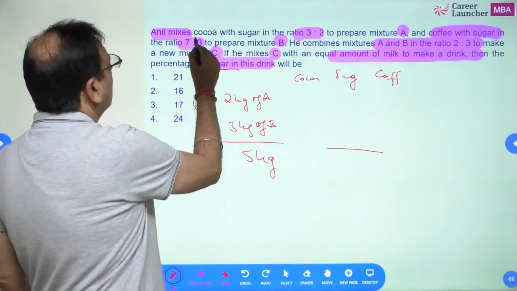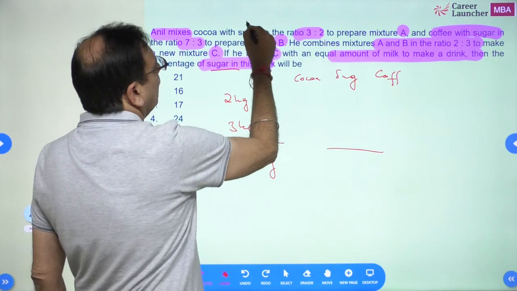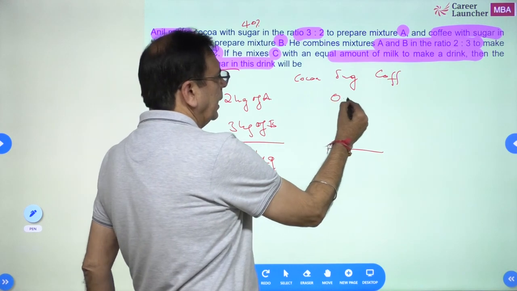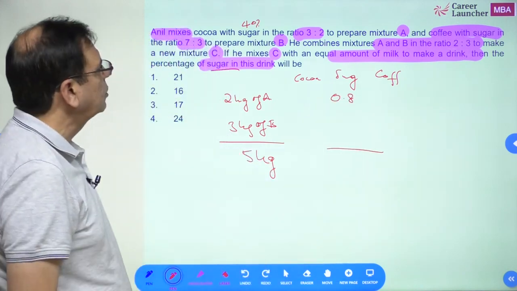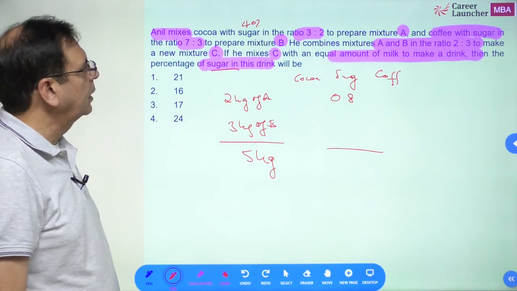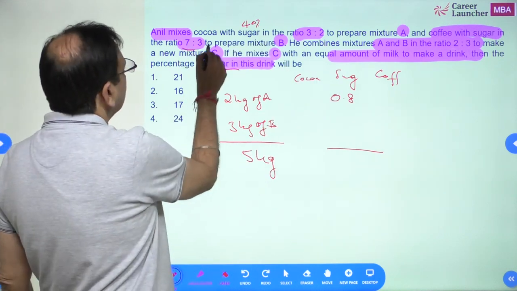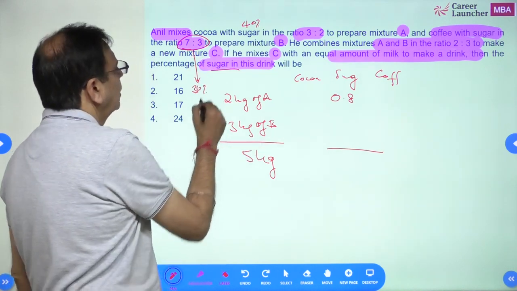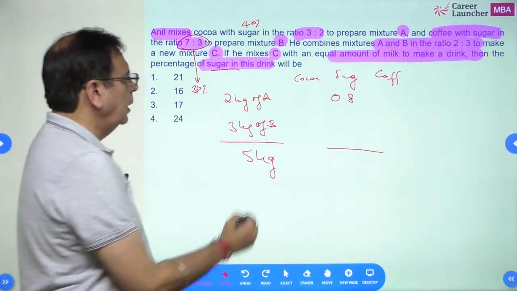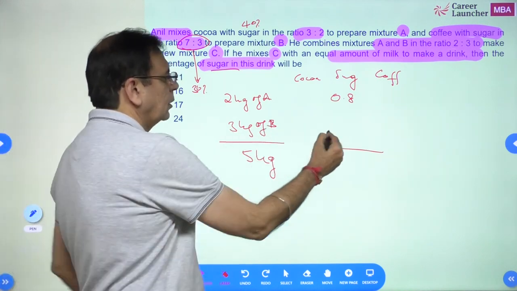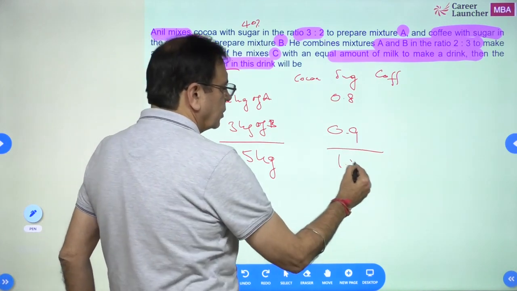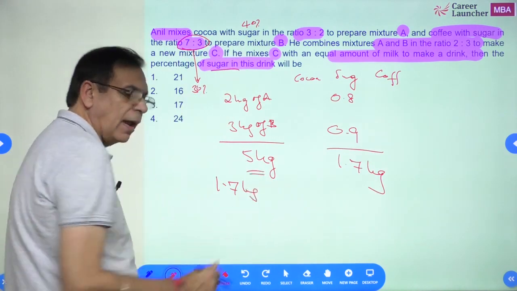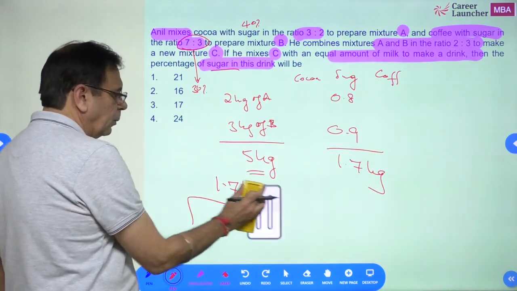So he is mixing cocoa with sugar in the ratio of 3:2. That means sugar has to be 40%. So 40% of 2 kg, I have got 0.8 kg out here. Okay, 0.8 kg of sugar because of the first mixture A. In the second, what? Coffee and sugar in the ratio of 7:3. What does that mean? This is 30% sugar. In B there is 30% sugar. 30% of 3 is 0.9. So 1.7 kg. I have got 1.7 kg sugar in 5 kg of this particular mixture.